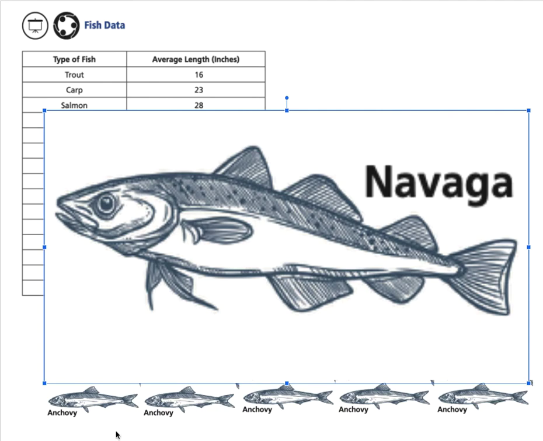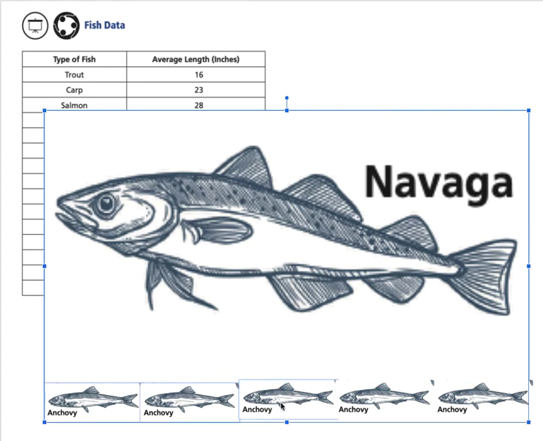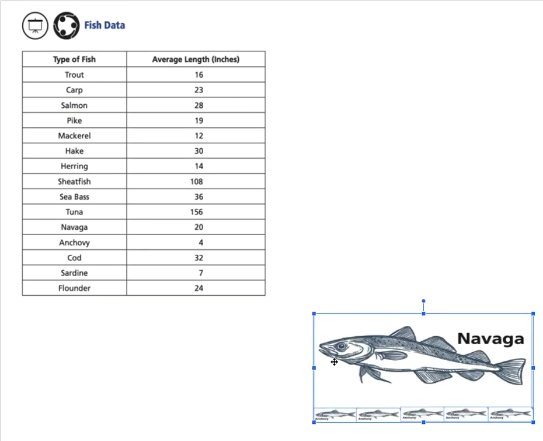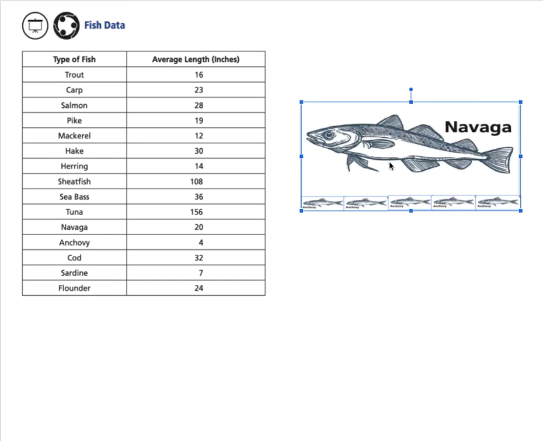And maybe that's what the anchovy size is in real life, and this is what the Navaga size is in real life. But I can also scale all this back down. So what I'm going to do is click on the image of the Navaga, and then hold down the Shift key so that I can select more than one. I'm going to select all the anchovies as well. And now I want to resize all of them at once. So you can see they're all selected. Now I'm going to come to the upper corner and scale them all down, so they're a little more reasonably sized for my actual slide.